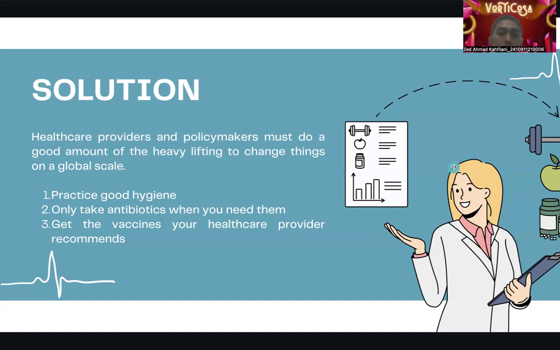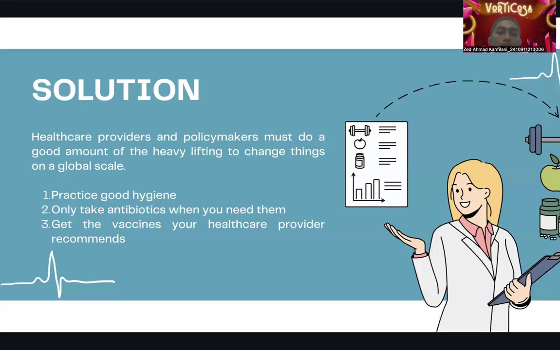Next is the third solution, getting the vaccines your healthcare provider recommends. Vaccines are a preventive measure that stops infections before they even start. For example, vaccines like the flu shot, the pneumococcal vaccine, and others protect against diseases that can lead to bacterial complications. By preventing these illnesses, we also reduce the need for antibiotics, which helps preserve their effectiveness.